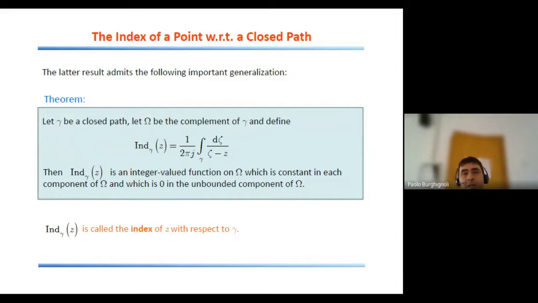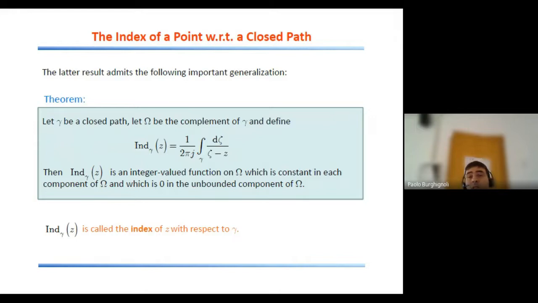But in any case, the fact is that we have those regions, and the index, the function we are defining now, is an integer valued function that is constant in each of those regions, and in particular, it is equal to 0 in the unbounded component of omega, okay? So if you calculate the index of any complex number z when z is outside your curve, in the unbounded component of omega, then what you obtain is 0.